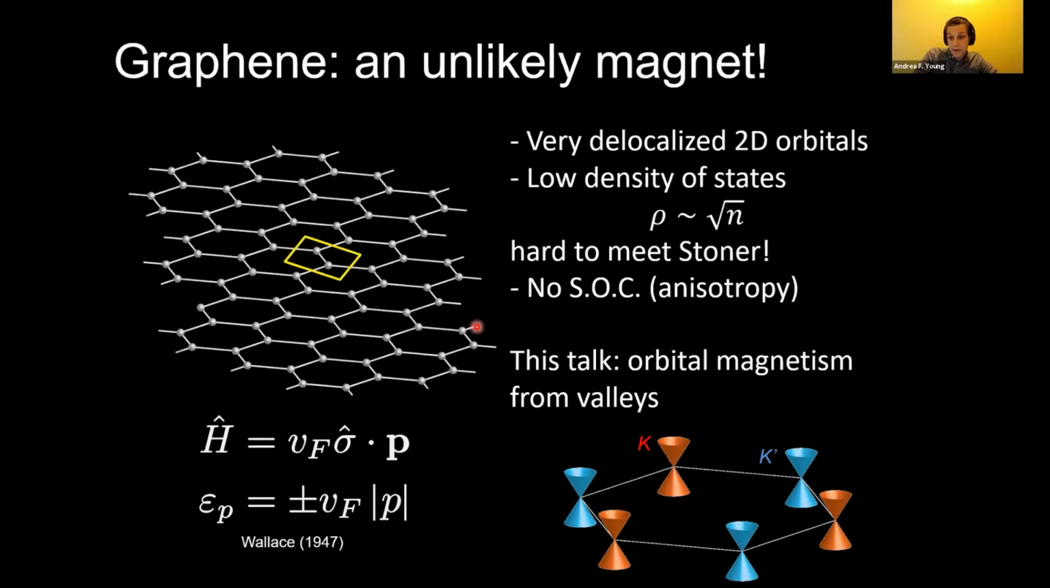And in particular, this talk will focus on really fundamentally orbital magnetism, mostly stemming from the fact that the Dirac valleys, when you gap them, have a finite orbital moment, and that orbital moment is a relatively important ingredient. And in particular, it's a large orbital moment, something that can spontaneously order and has a lot of anisotropy because it's coming from actual 2D orbits in the graphene plane.